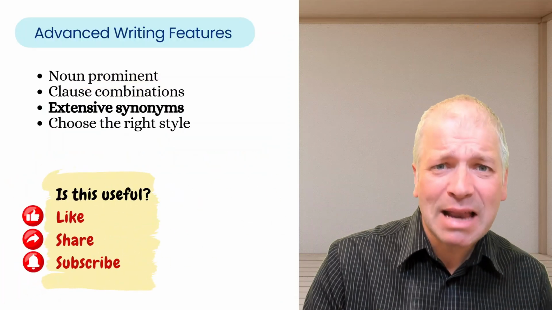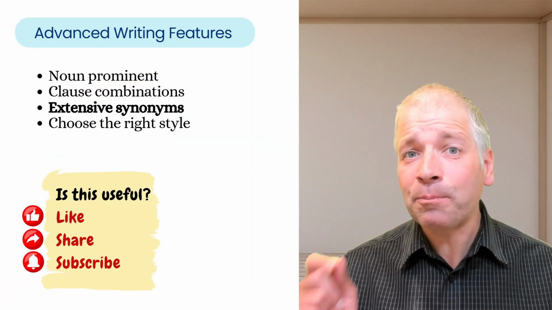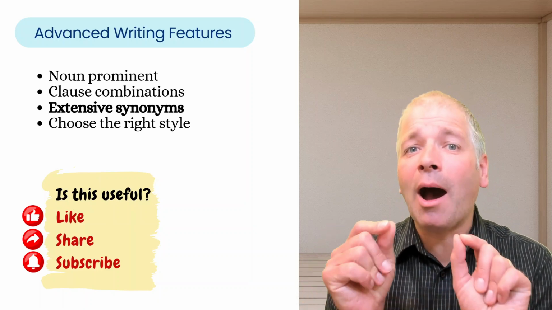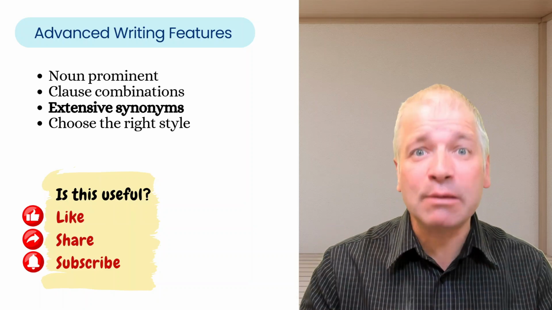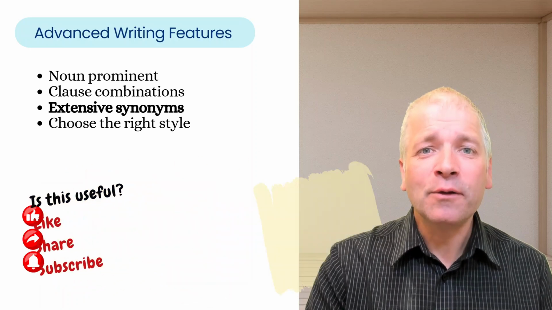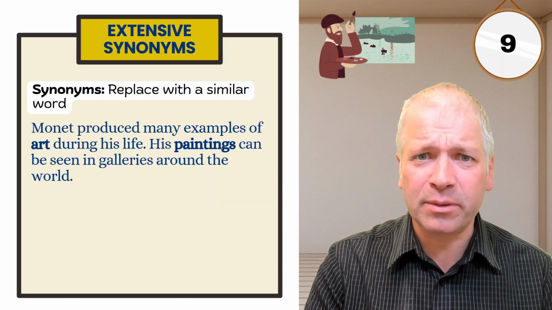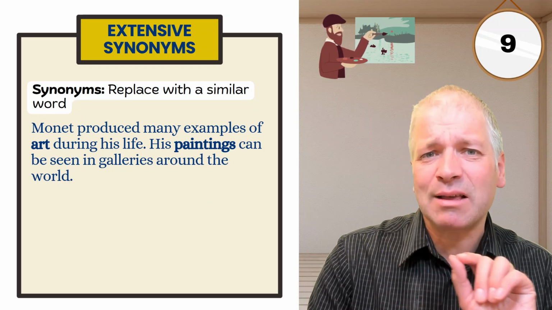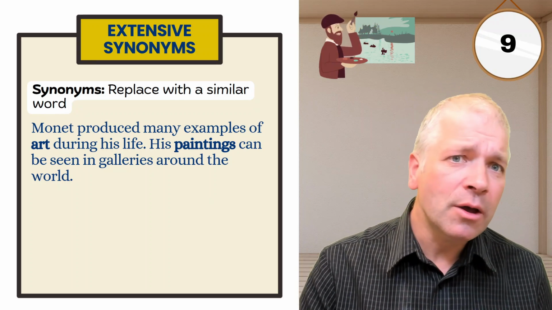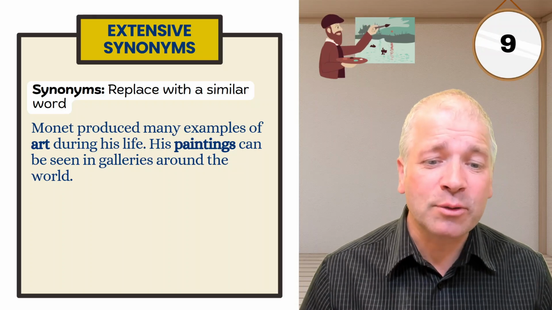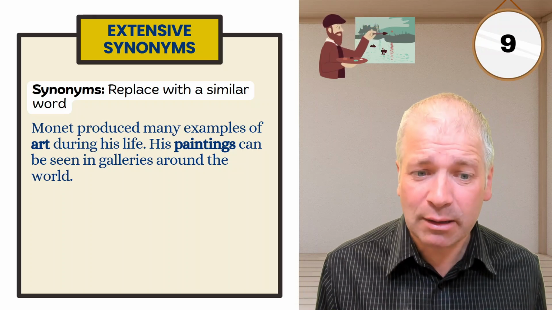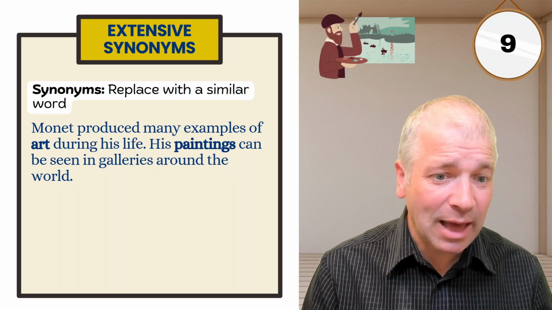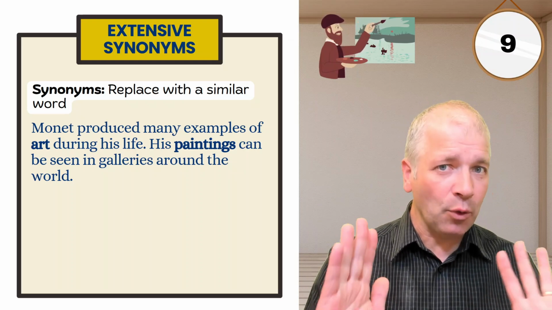Next, extensive synonyms. And by extensive synonyms, I mean the ways that we replace words in texts. First of all, simple synonyms. And this is where you replace a word with another word that has a similar meaning. For instance, Monet produced many examples of art during his life. His paintings can be seen in galleries around the world.